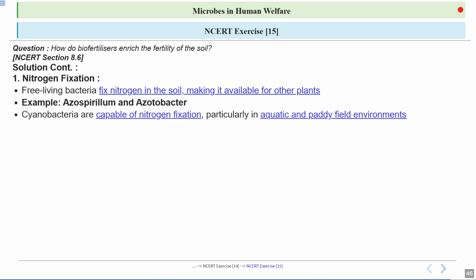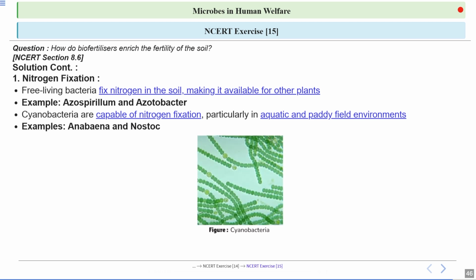Now cyanobacteria can also fix nitrogen, particularly in aquatic and paddy field environments. Examples are Anabaena and Nostoc. These cyanobacteria have heterocysts in which they carry out nitrogen fixation. In this image, you can even see a heterocyst in the cyanobacteria.